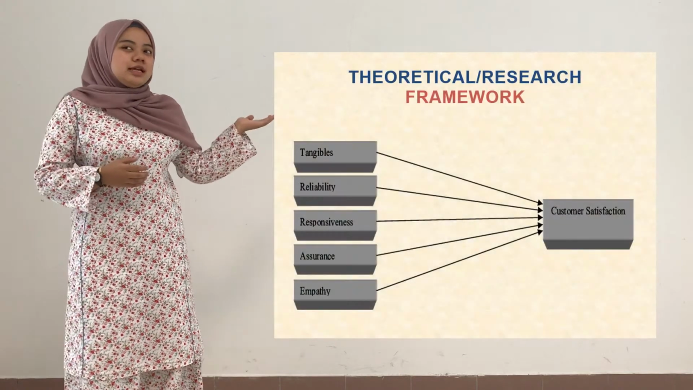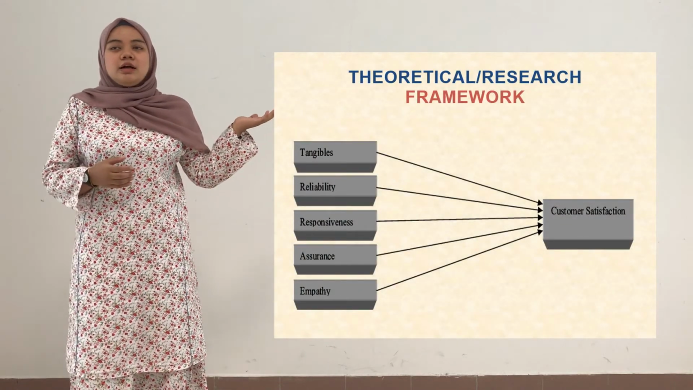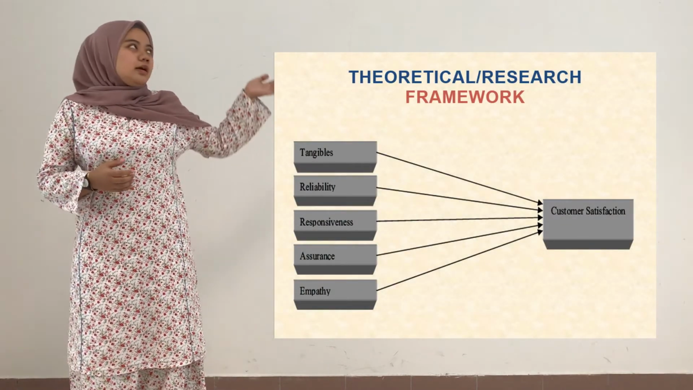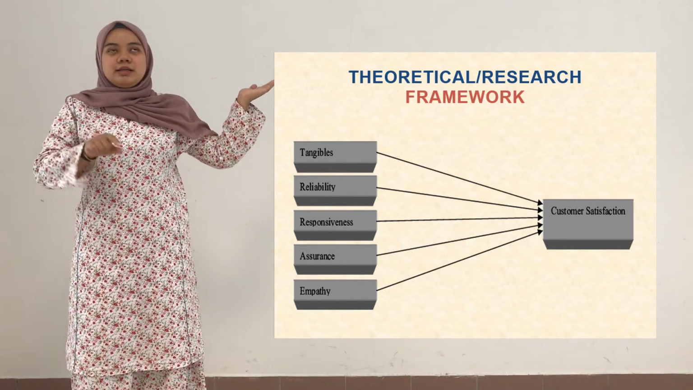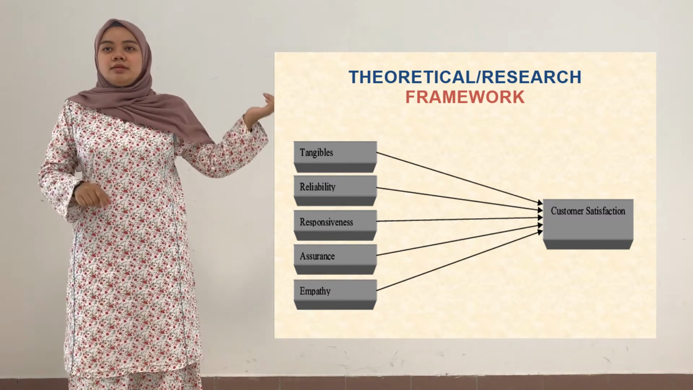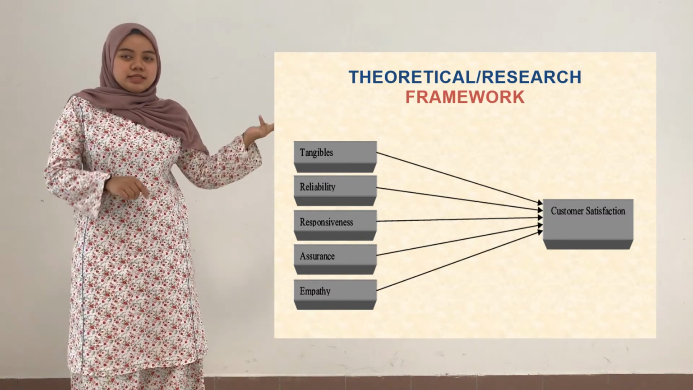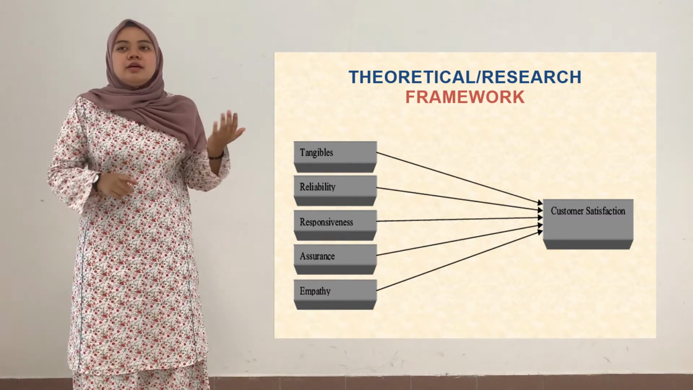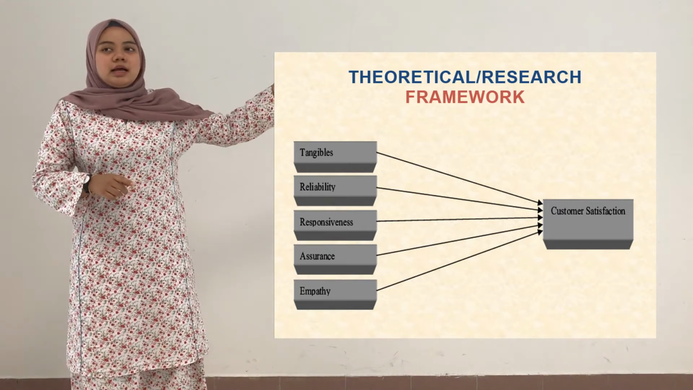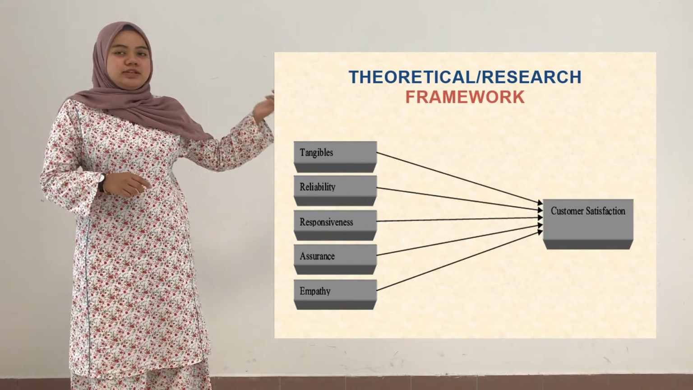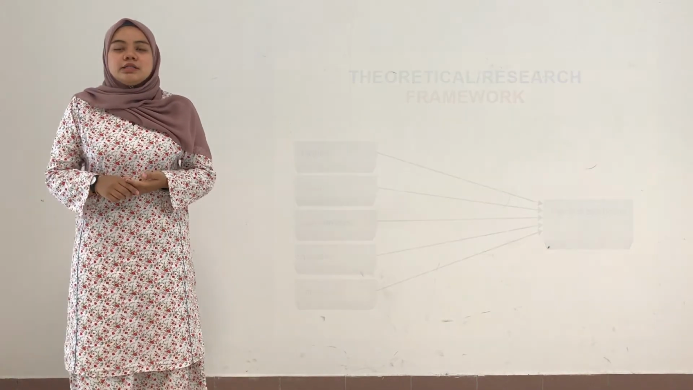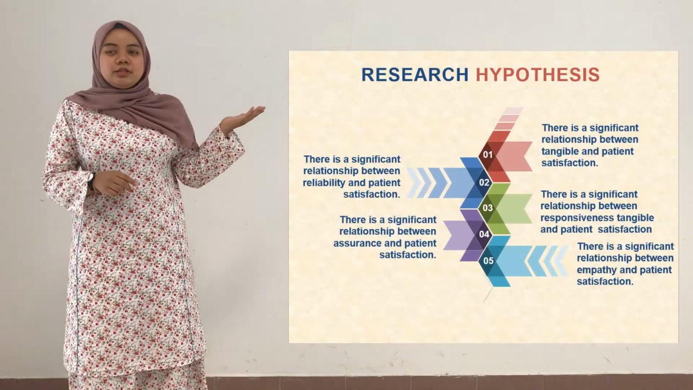Okay, so the next is the theoretical or research framework. As you can see, on the right is the independent variable: tangible, reliability, responsiveness, assurance, and also empathy. And the second is the dependent variable, which is customer satisfaction. Okay, so the next slide is the research hypotheses.